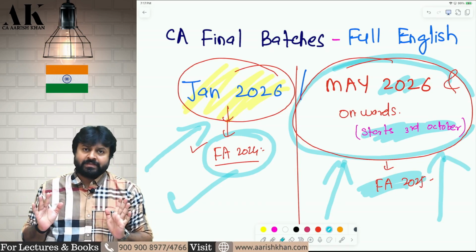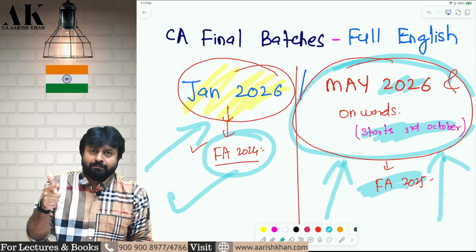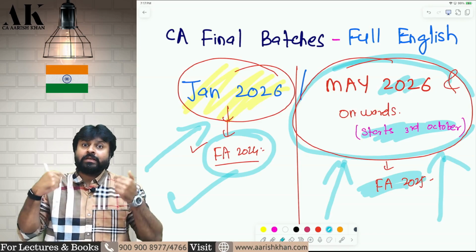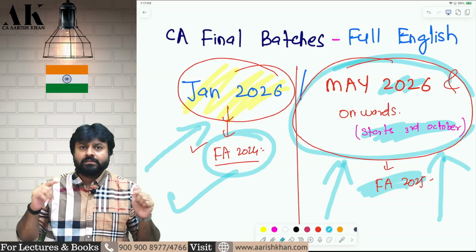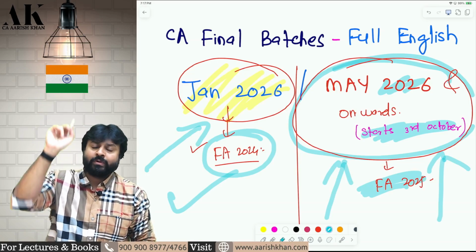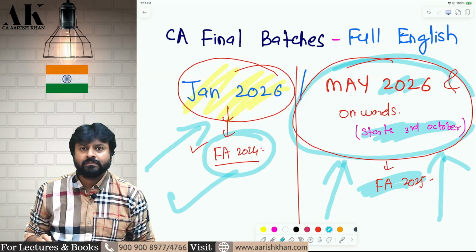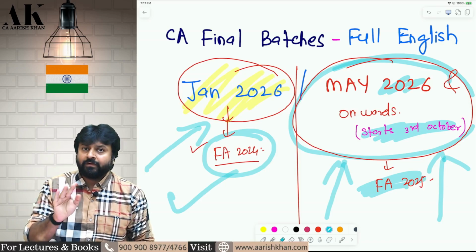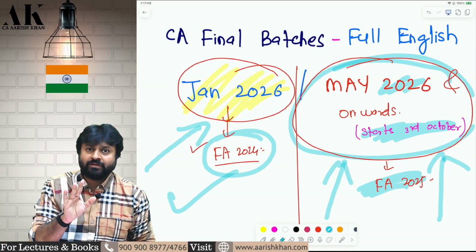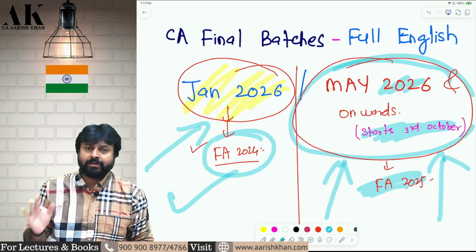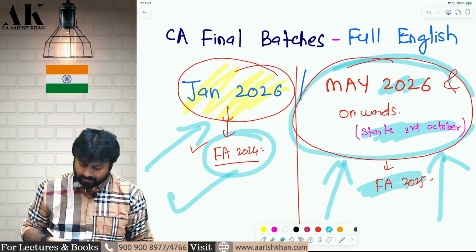For all these batches which I have told, Jan 26, May 26, September 26 and Jan 27, for all these batches, the new income tax law is not applicable. The new income tax law is notified by the government of India, but that is applicable from May 2027. Okay, I hope it is clear to all of you. So the new income tax law will be applicable from May 2027. Therefore, for you people, the new income tax law is as of now not applicable. Okay, till Jan 27, the old income tax law has to be studied by the student.